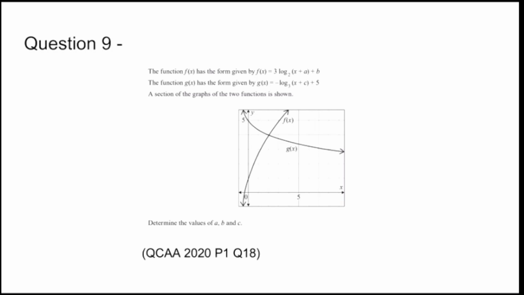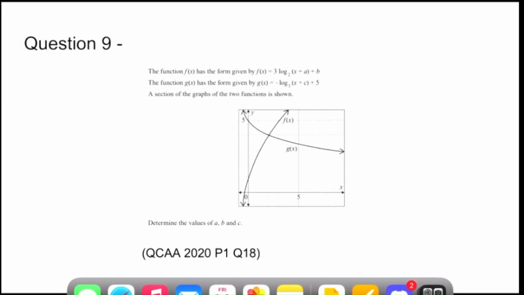Is C 1? Yep, C is 1. Good job. A equals 1. They all equal 1. All right, I'm going to move to working it out. So let us get going with this.